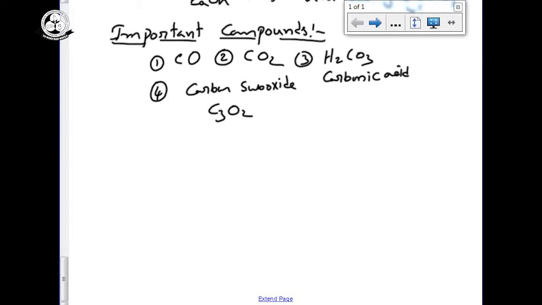Then carbon is over, and then we will discuss silicon. I am going to start with the first compound, carbon monoxide.